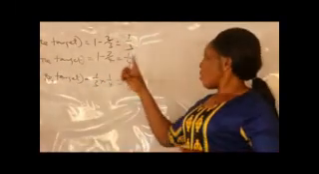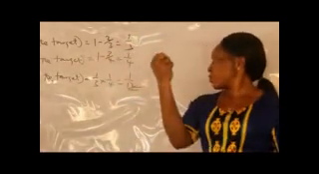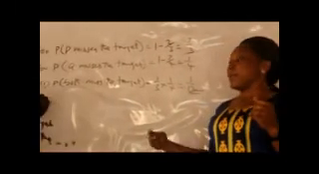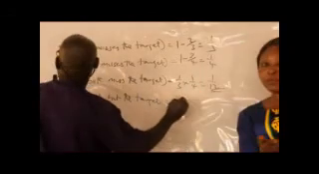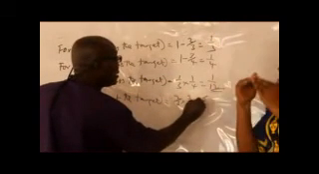That's simple. Number 2, both hit the target. P and Q both hit the target equals 2 over 3 times 3 over 4, which equals 6 over 12. If you leave it here, we lose some marks. It equals half, the lowest fraction.